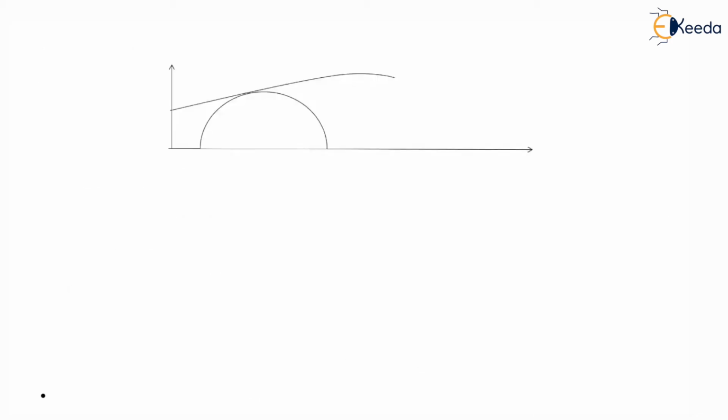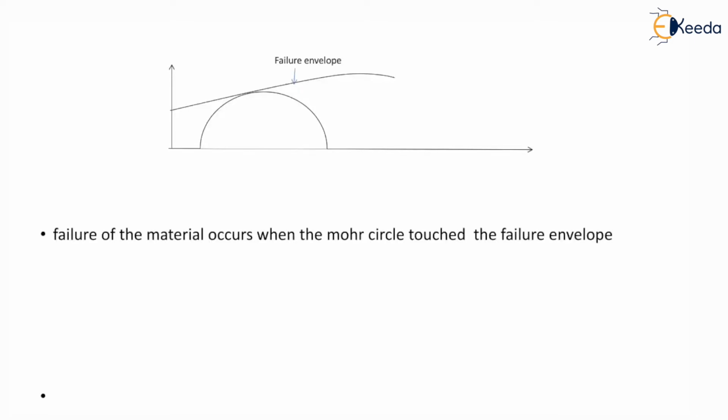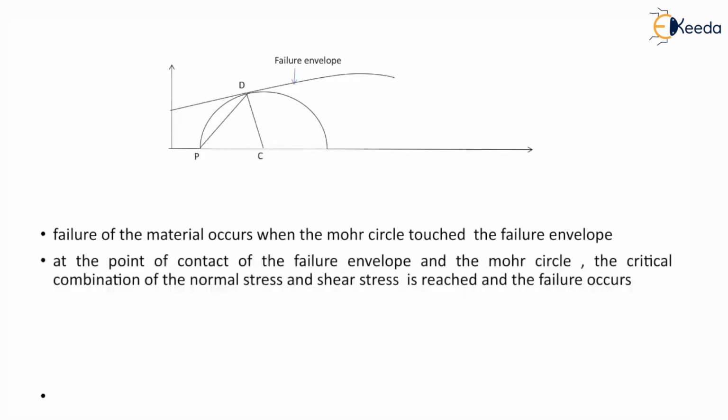The failure envelope is tangential to the Mohr circle. Failure of the material occurs when the Mohr circle touches the failure envelope. So here the failure envelope is touching the Mohr circle at point D. At the point of contact of the failure envelope and the Mohr circle, the critical combination of normal stress and shear stress is reached and the failure occurs.